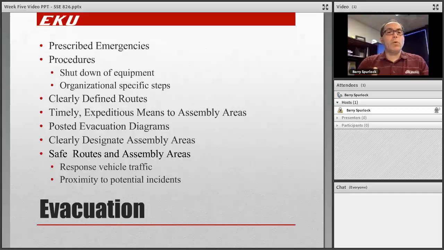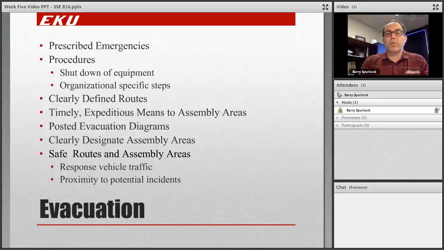Need to have specific organizational steps for evacuating. And then we need to have clearly defined routes for evacuating. We need to make sure that there's clear routes to actually get out of the facility, that these routes don't necessarily take us through unnecessary risk, and everybody knows the route to take. And we need to make sure that these routes, like I said, get us in a timely, expeditious means to an assembly area. It's a great idea to have posted evacuation diagrams.